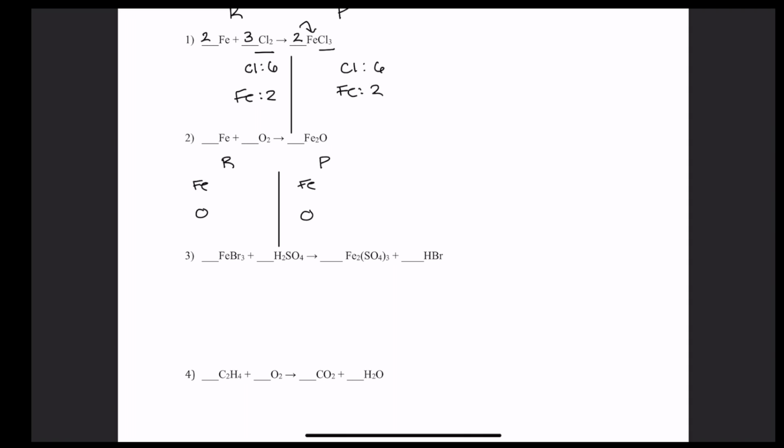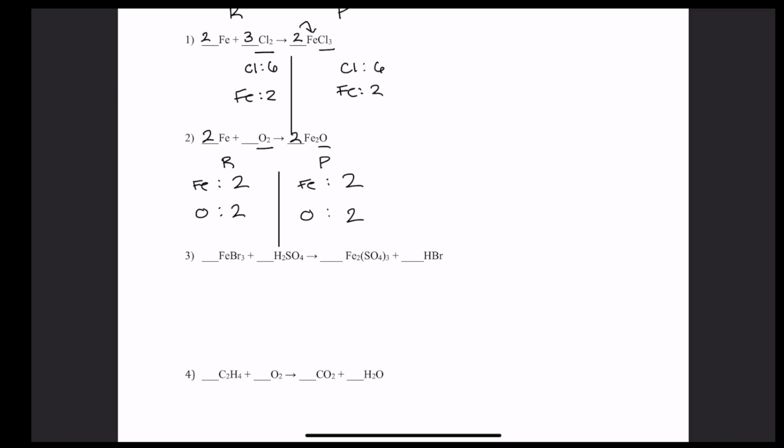Do you see how on the reactant side there's only 1 iron and on the product side there's 2 iron? So on the reactant side, we have to have the coefficient of 2 to balance it out. So we have 2 and 2 here finally. Now, if we look at the oxygen, do you see how there's 2 oxygen here and 1 oxygen there? So to balance this oxygen out, I need to provide a 2 here.